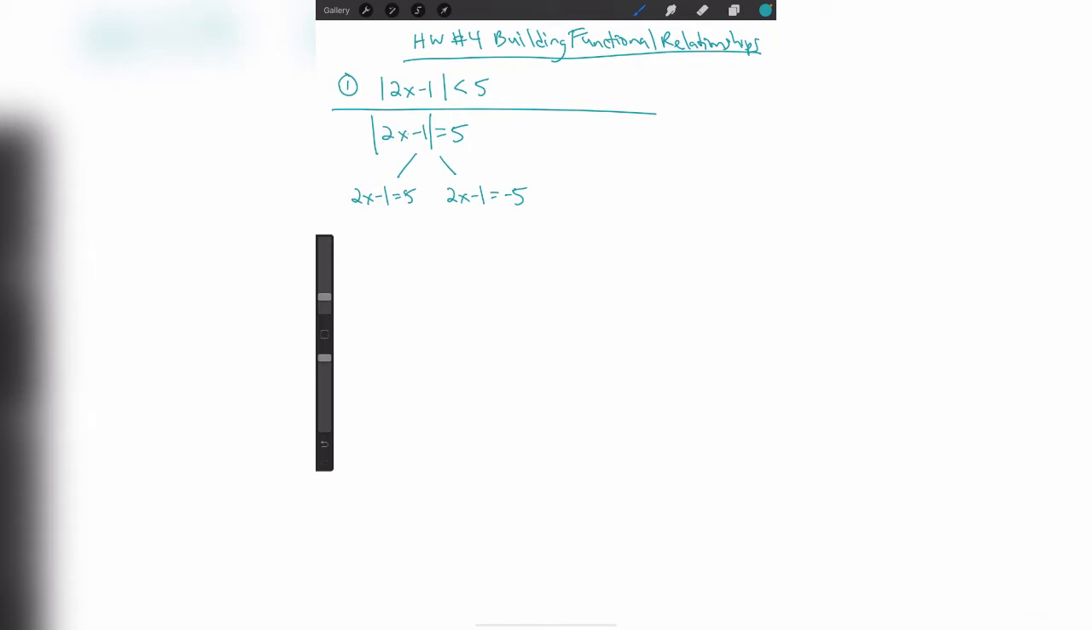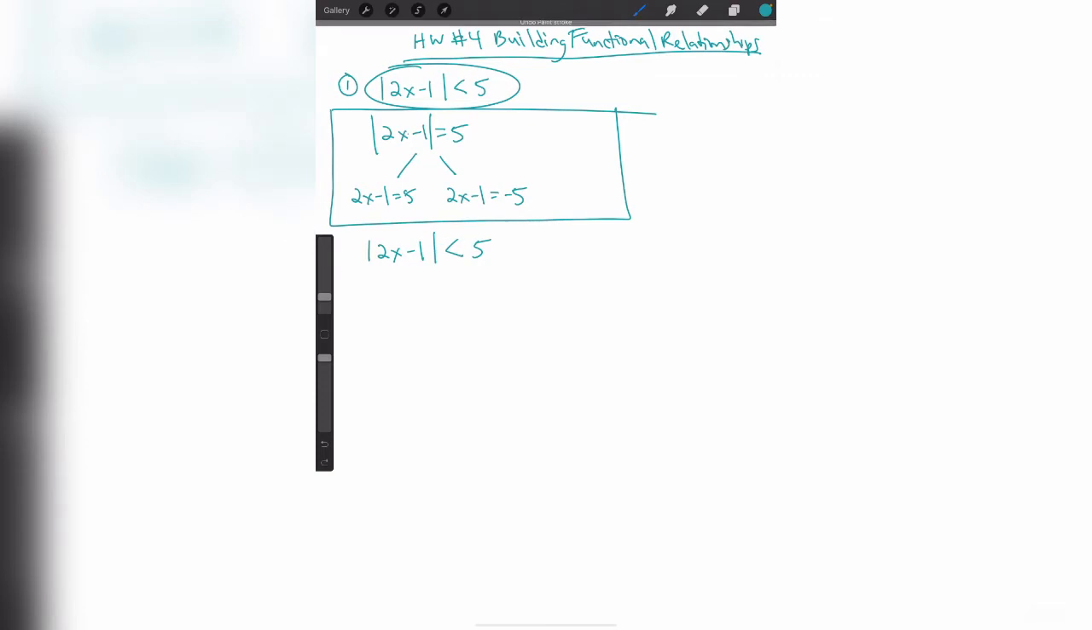So, I could continue to go from here. But I'm not going to, because we're going to move forward with this problem, and I'll rewrite it once again. The absolute value of 2x minus 1 is less than 5. Notice that this symbol is not an equal symbol. So what do we do if we're using an inequality and it's not an equation?